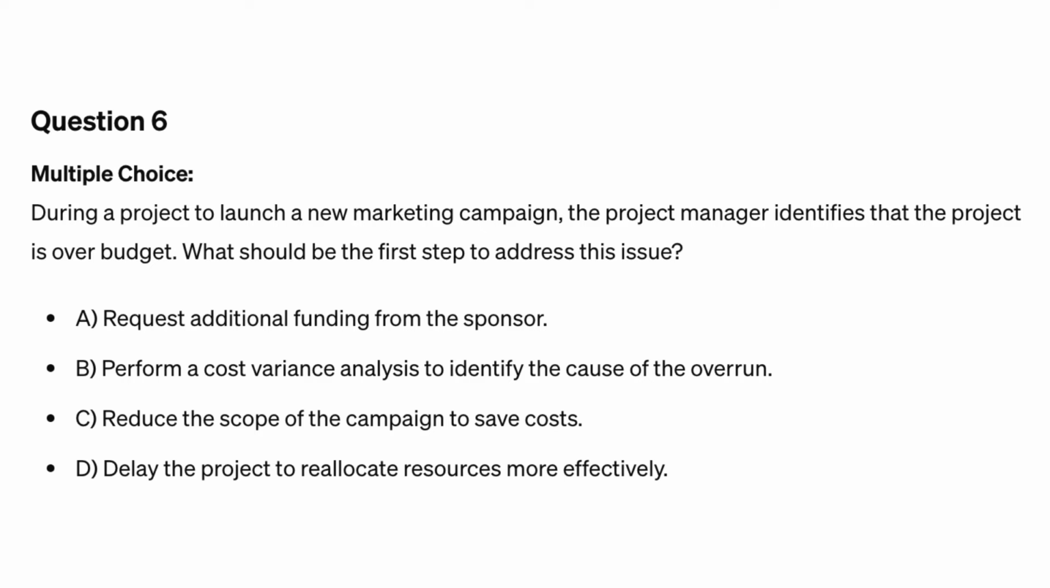Question 6. During a project to launch a new marketing campaign, the project manager identifies that the project is over budget. What should be the first step to address this issue? A. Request additional funding from the sponsor. B. Perform a cost variance analysis to identify the cause of the overrun. C. Reduce the scope of the campaign to save costs. D. Delay the project to reallocate resources more effectively.